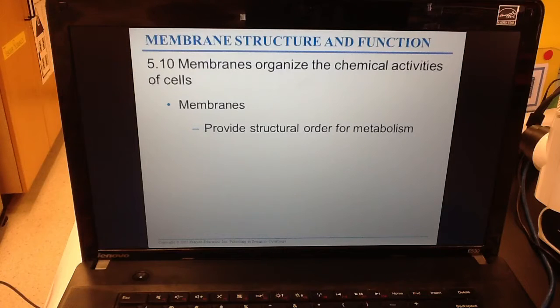Here we are in Chapter 5, Energy, Enzymes, and then specifically in this video we'll be going over how membranes play a role in the chemical reactions that occur inside cells. We're going to focus on membranes and the role that they play in providing structural organization for chemical reactions, or metabolism. They're the barrier that separates the inside and the outside environment of a cell. They provide a location for chemical reactions, and they harbor several different macromolecules that we talked about in Chapter 3.